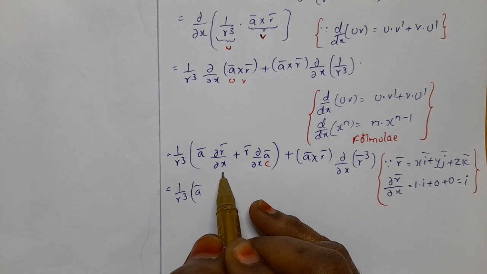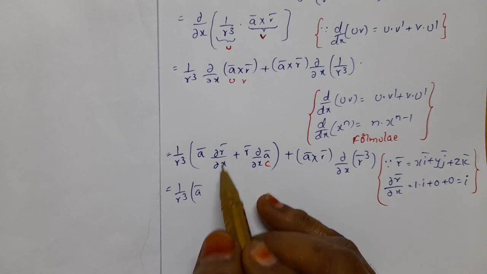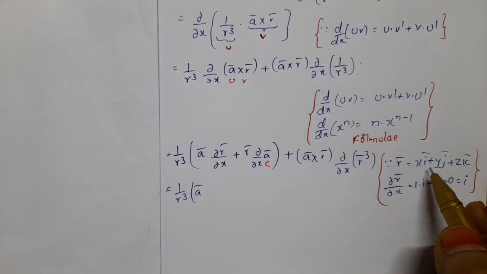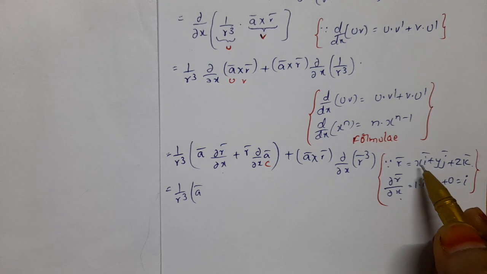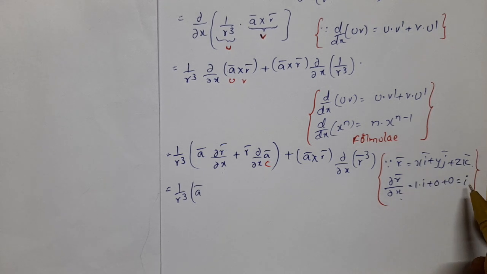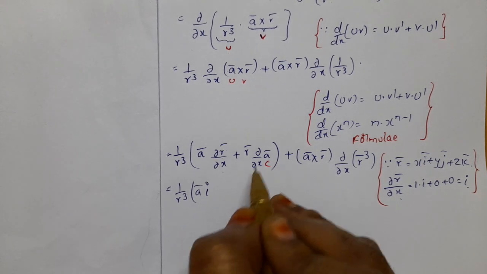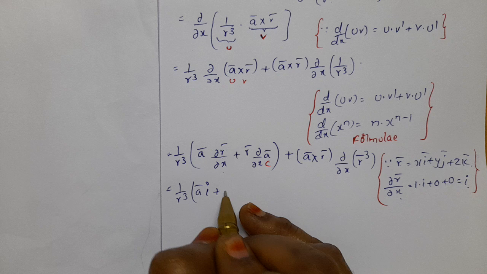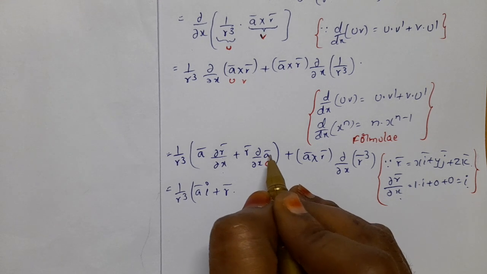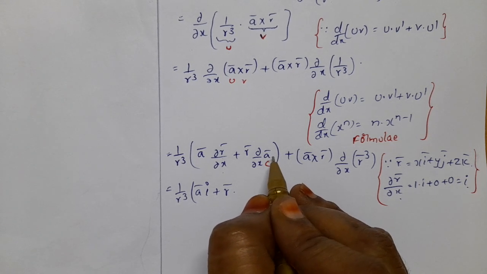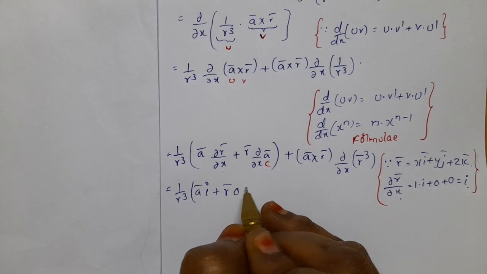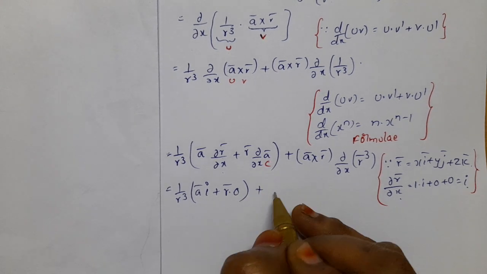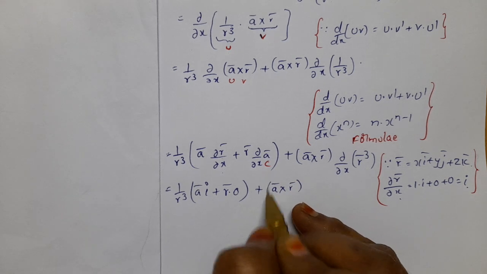Dou r bar by dou x means the partial derivative of r bar with respect to x. Since r bar equals x i plus y j plus z k, the partial derivative of r bar with respect to x is 1 into i, and the remaining terms' derivatives are 0. So finally i, plus r bar cross derivative of a bar. In the given problem, a bar is a constant vector, so the derivative of a constant is 0, plus a bar cross r bar.